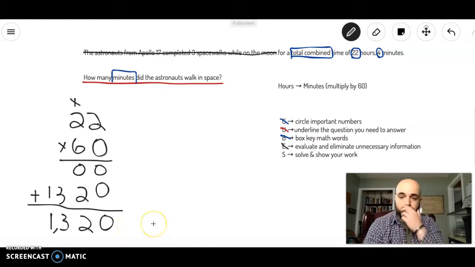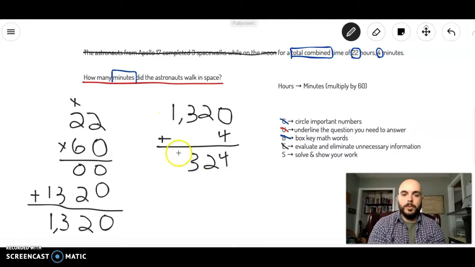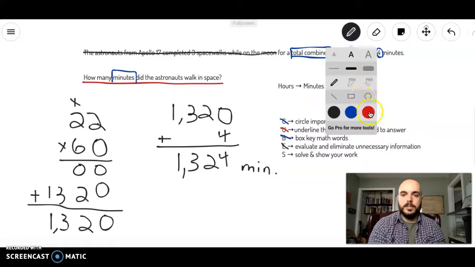Now, I'm not done. That's not my final answer because we can't forget about our 4 minutes here that are just hanging out. So I need to add that to my total minutes from conversion of those hours. So 1,320 plus 4. And I know it's kind of silly, we could probably do that in our head, but I like to just show all the work here. That way when we're looking back at this, when I take a screenshot and post it to Google Classroom, you'll remember every step we have and every step that we did. So 1,324 minutes. And I'm going to abbreviate this by using MIN, period. And this is our final answer.